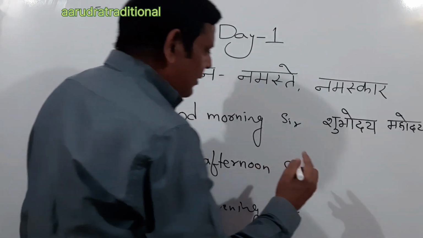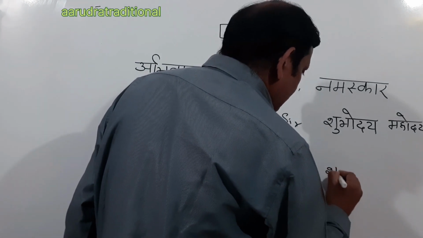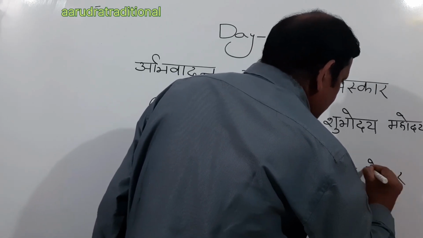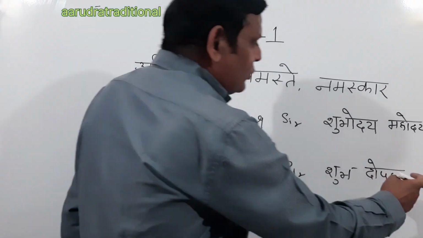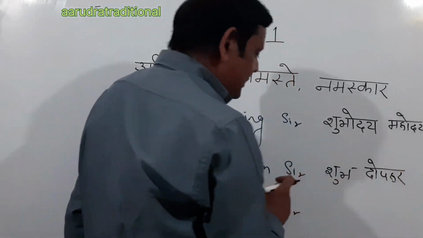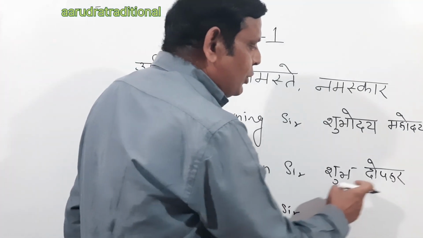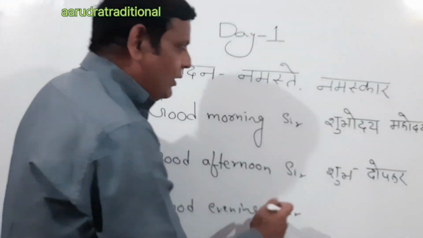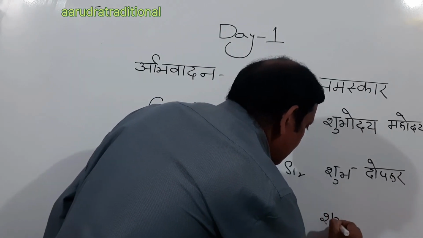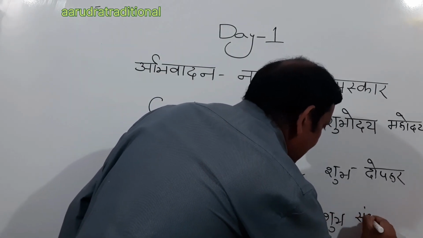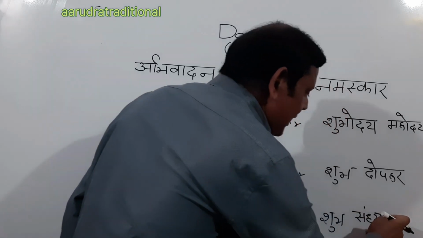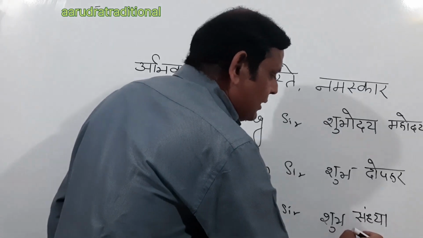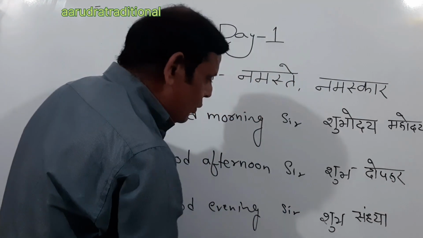Now, next one. Good afternoon, sir. This is what? Shubh Dopahar. For example, if sir is there, Shubh Dopahar Mahoday. For example, if madam is there, you have to say Shubh Dopahar Mahodaya. Next, good evening, sir. This is what? Shubh Sandhya. You know very well. Shubh Sandhya Mahoday. For example, if madam is there, Shubh Sandhya Mahodaya.